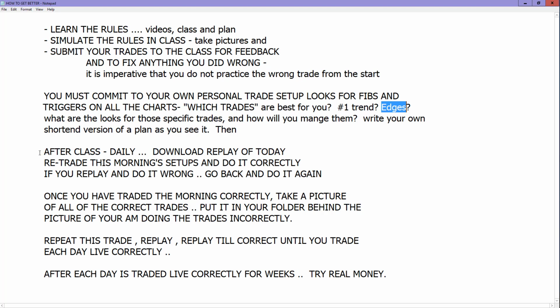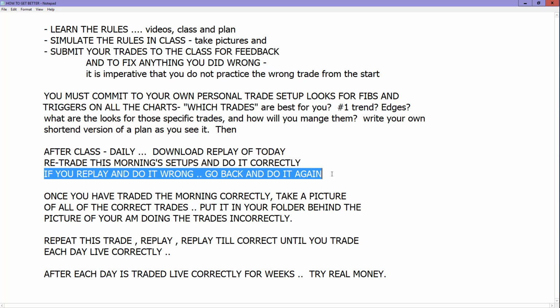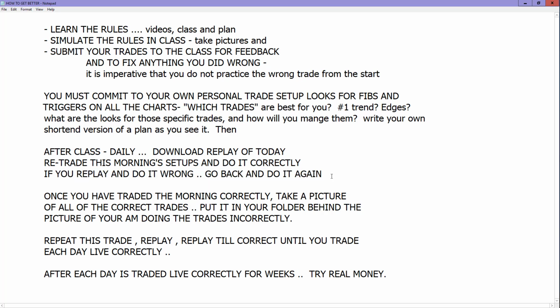Then after the class is over, whether it's in the evening or on the weekend, you need to go back and study your charts. You need to do market replay of the day, and you need to go back and trade the day correctly. If you trade the day correctly, then take a picture of it. If you do it wrong, go back and do it again. Do it over and over until you do it right. It's imperative that you don't quit trading for the day until you've done it right. It doesn't do you any good to trade wrong, turn off your computer, and come back the next day and hope things are going to get better. It doesn't work. That's insanity.